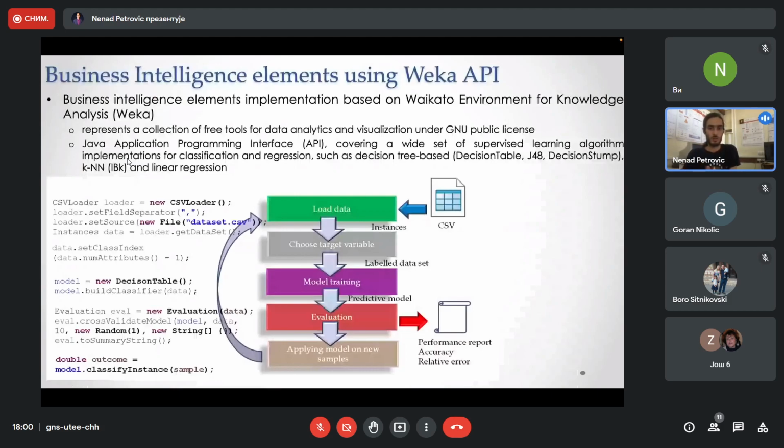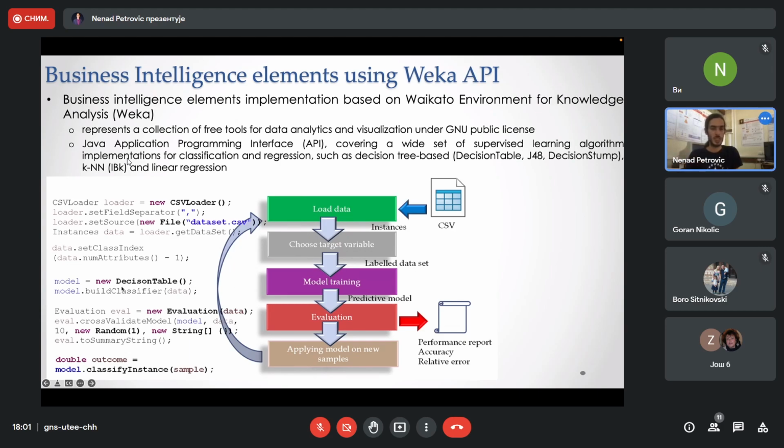This is the overall workflow, the machine learning pipeline of Weka, illustrated here on this slide. In the first step, we load a CSV file or some other file with data that is used later for training. Once we load the data, we have a set of instances in Java. These are Weka classes. We select what is the label for each of the instances, what is the predicted outcome.